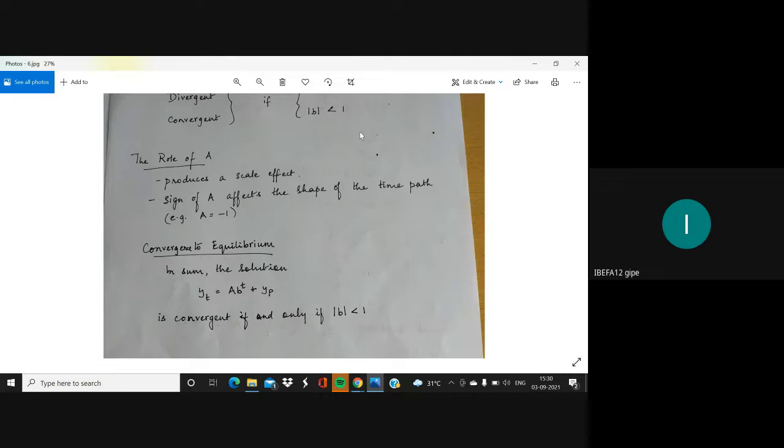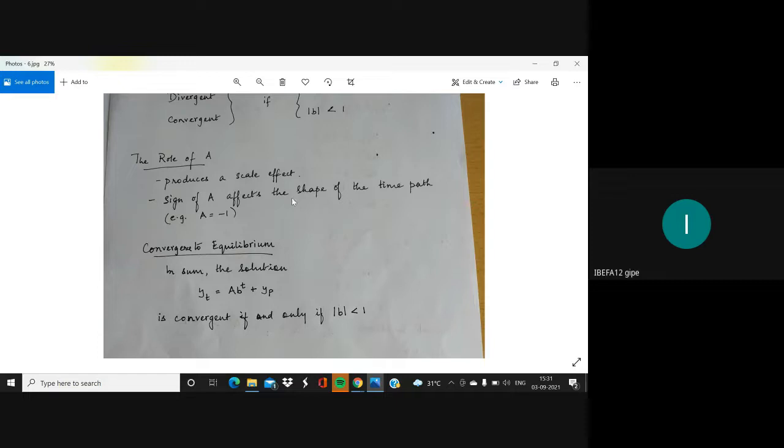So just keep these things in mind. If b is positive, then you will see non-oscillatory movements. If b is negative, you will see oscillatory movements, or there will be fluctuations. Again, if the absolute value of b is greater than 1, the series will diverge from equilibrium. If the absolute value is less than 1, it will converge towards equilibrium.